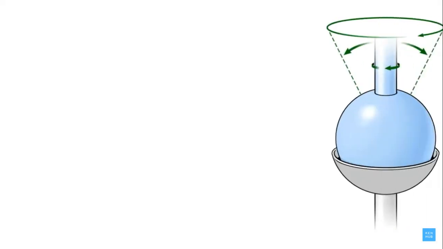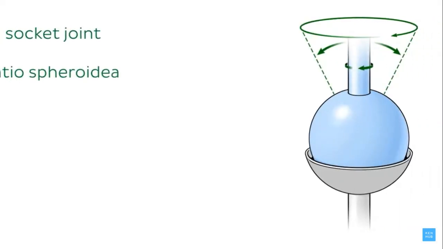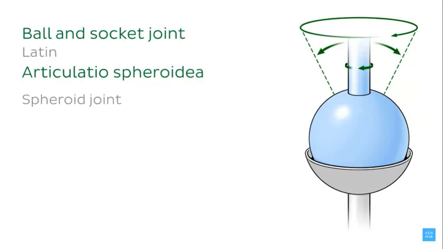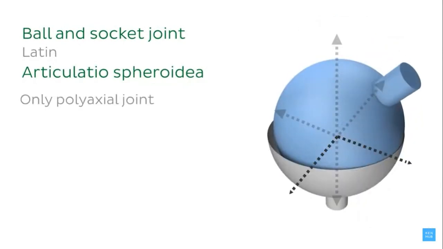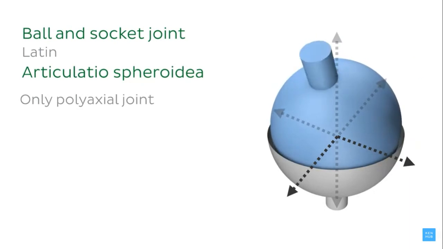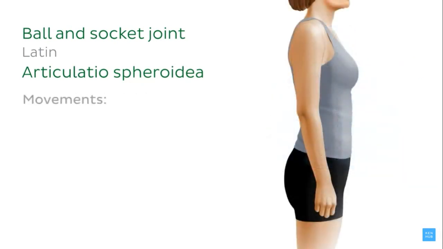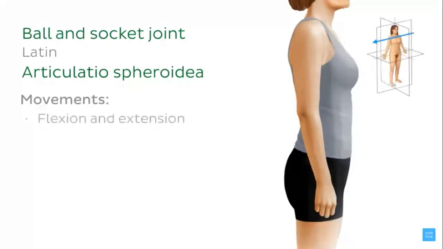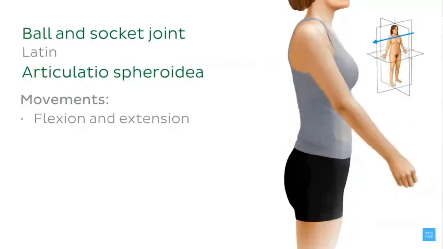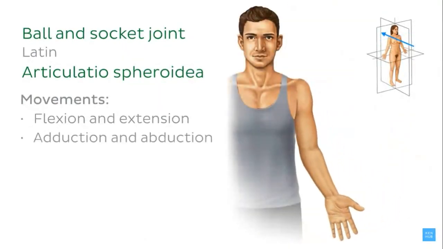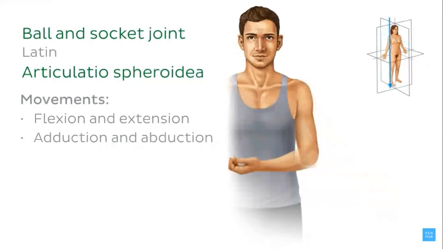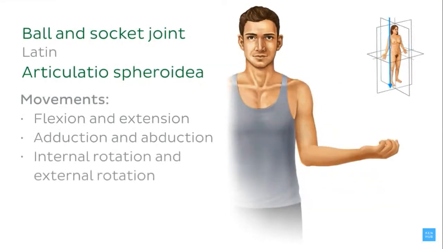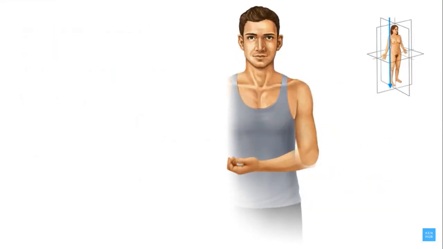Okay, time to bring together what we've learned so far and take a closer look again at the most common type of joint in the human body, the synovial joint. Do you remember the 6 types? Let's start off with the ball and socket joint, which is also known as the spheroid joint. This is the only polyaxial joint, and therefore the most mobile of all joint types. The movements that occur at these joints are flexion and extension, which occur around a frontal axis, adduction and abduction, which occur around a sagittal axis, and internal rotation and external rotation, which occur around a vertical axis.